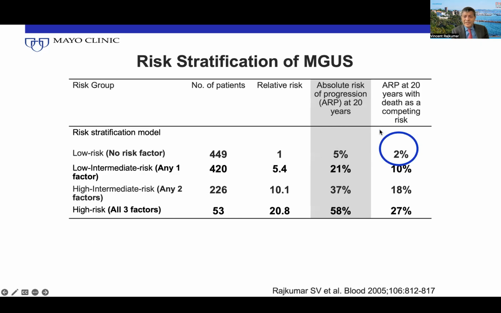And if you look at competing causes of death, after all, patients with MGUS can have other diseases, other cancers as well. So the true risk of progression competes with other causes of death. And if you look at low risk MGUS, the actual chance that somebody with low risk MGUS will get myeloma or a related disorder is only 2% over their lifetime. So it's not even 1% per year, it's much, much lower.